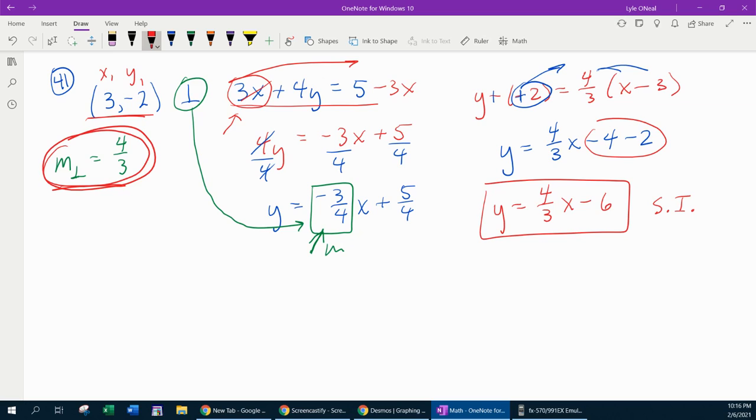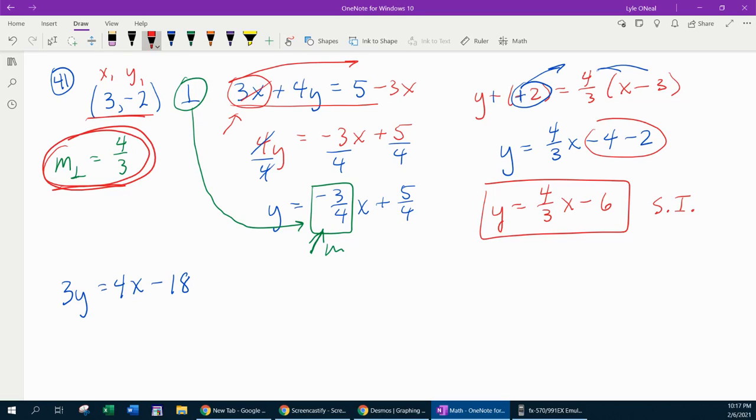What if I need the answer in standard form? Well, I need to get rid of the fraction first, which means I need to multiply by 3. Everybody needs to be multiplied through by 3. And that'll give us 3y. Here the 3's are going to cancel and give us just 4x. And 3 times 6 is 18.